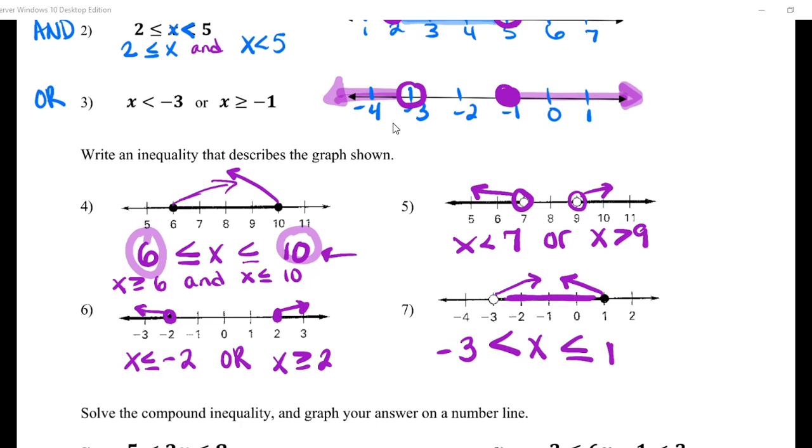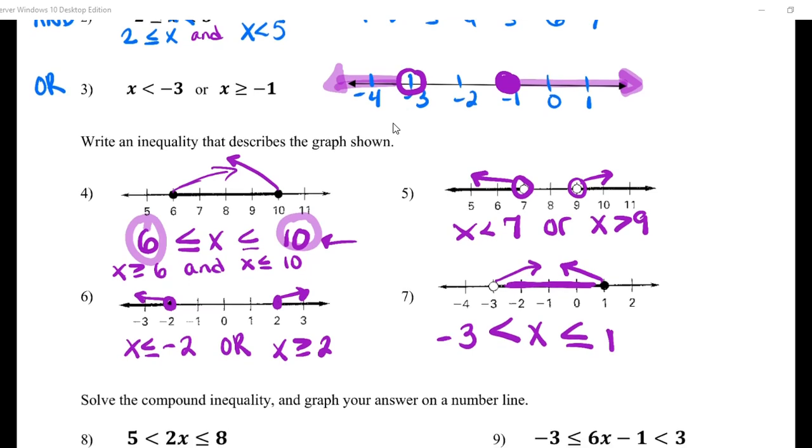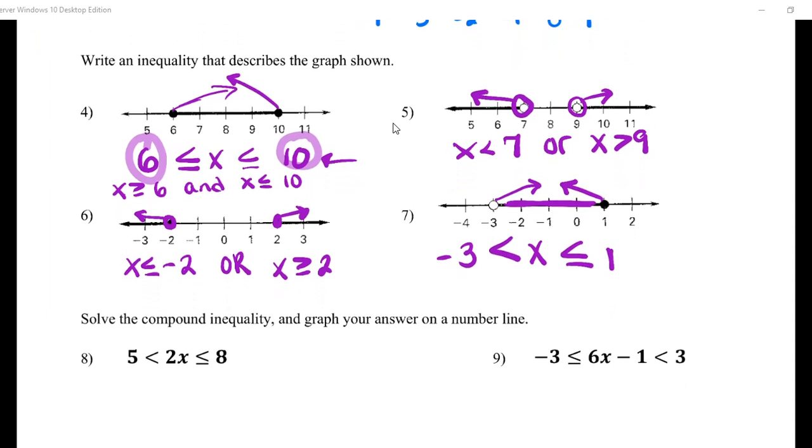Okay, so that's writing inequalities. We graphed them, and we wrote the inequalities from the graph. Now let's move towards solving inequalities.